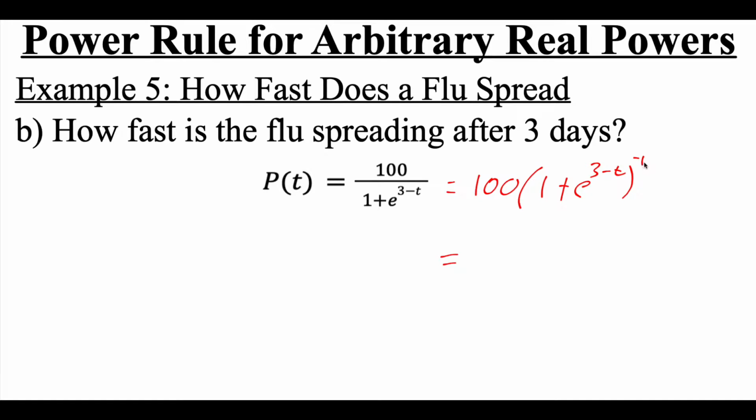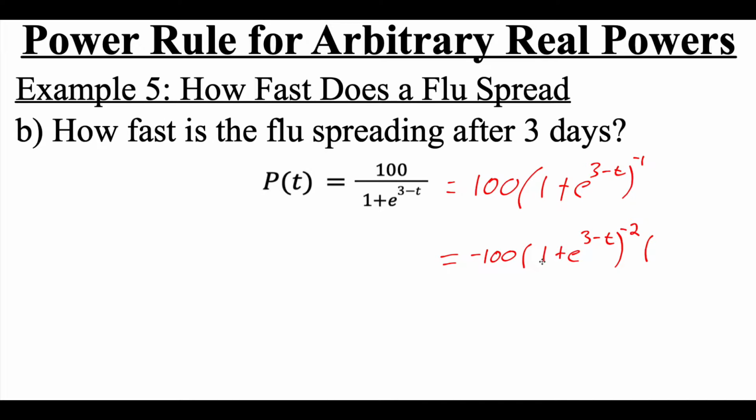So doing the power rule, we would have to drop this negative 1 down and multiply it by the 100, so that becomes negative 100 times 1 plus e to the 3 minus t, subtract 1 from the power, and that becomes a negative 2 power. Now, because the stuff on the inside is actually a differentiable function, we're going to have to do the chain rule.